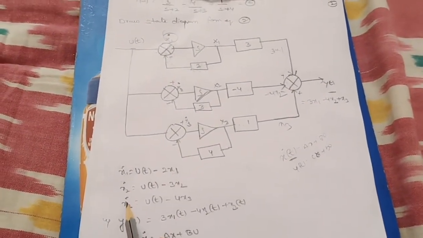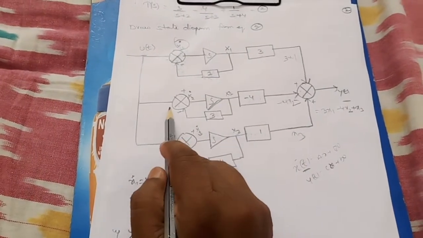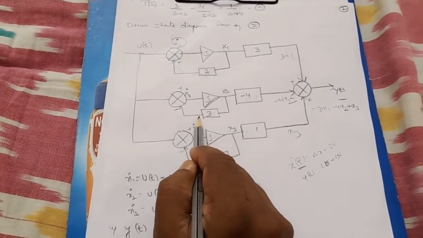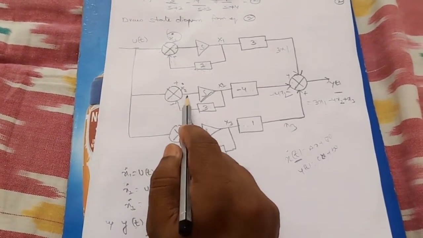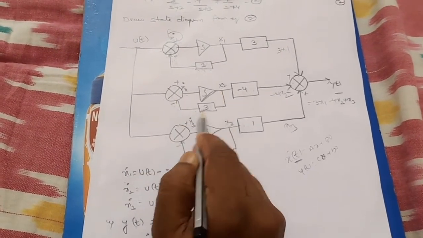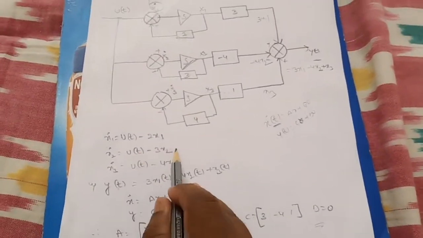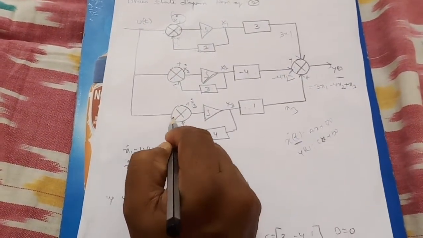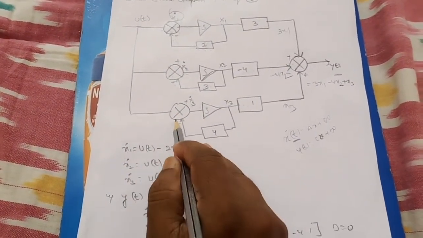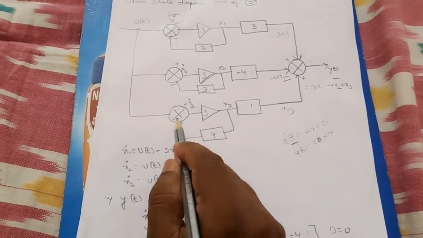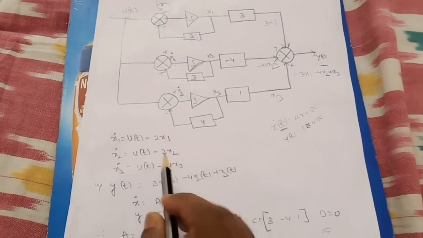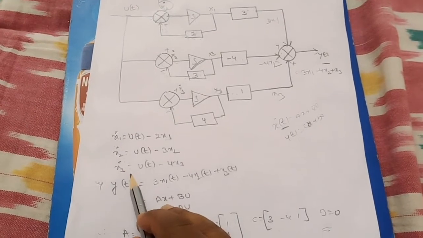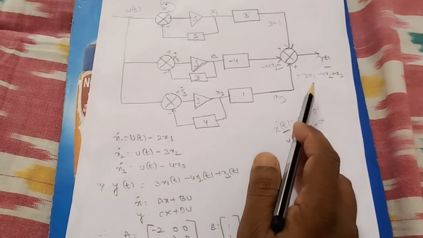Similarly, x2 dot equals u of t as input, and 3 into x2 is the feedback, so both are adding. So x2 dot equals u of t minus 3x2. Similarly x3 dot equals u of t is one input and the feedback is another input, that is 4x3. So u of t minus 4x3. In this way we got x1, x2, x3 and we also got the output equation over here.